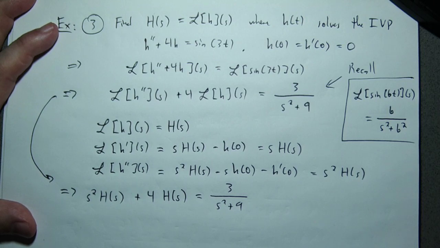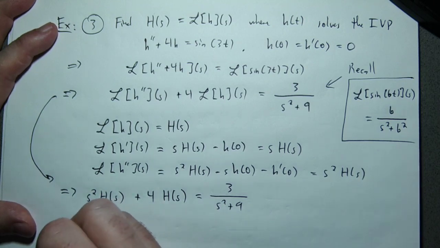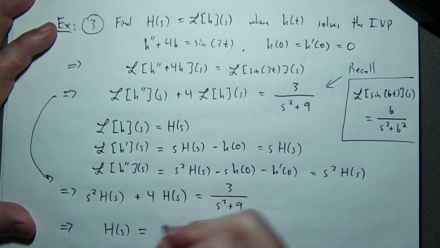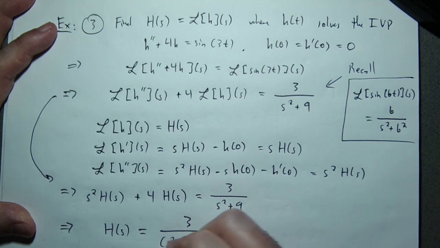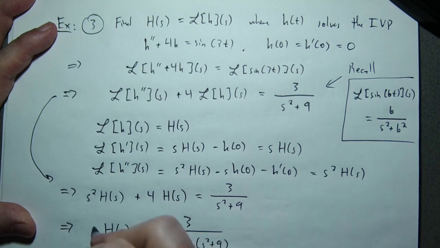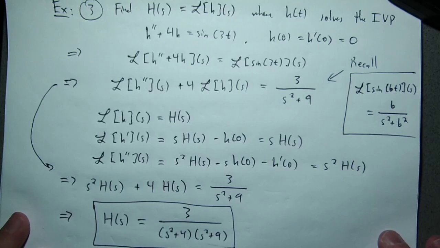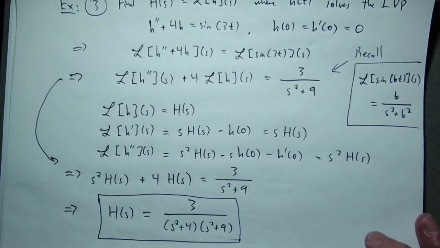Factoring out a big H of s here and dividing, what does this mean? This means that big H of s is equal to 3 over s squared plus 4 times s squared plus 9. And there we go.